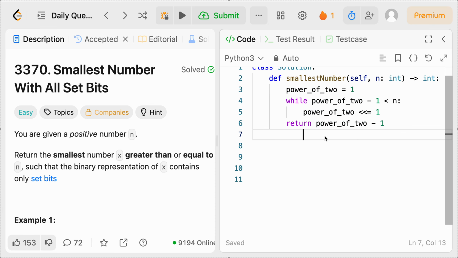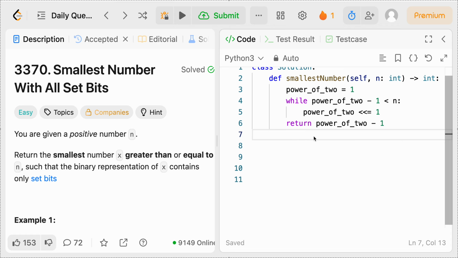And so that brings us to the final part of this solution, which is the runtime and memory complexity. So the overall runtime complexity here is very efficient. It's just big O of log n. And the reason why is because each loop iteration doubles the power of 2 variable, and starting from 1, after t iterations, power of 2 would be equal to 2 to the t, and we know we stop once 2 to the t minus 1 is greater than or equal to n. And so t is basically greater than or equal to log 2 of n plus 1.